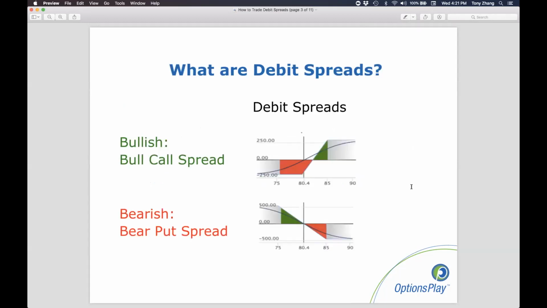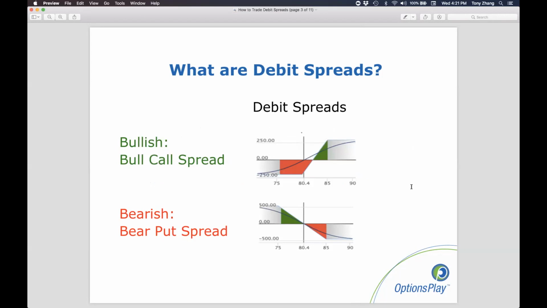So we're going to start off by just talking about what is a debit spread. There's two types of debit spreads that you can trade. If you're bullish on a stock, you can trade a bull call spread. If you're bearish on a stock, you could trade a bear put spread. So very similar to buying just an outright call or a put.